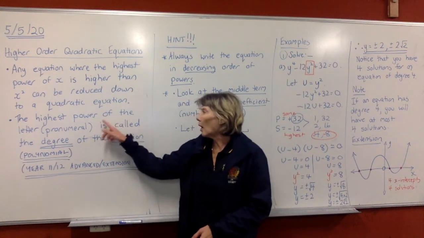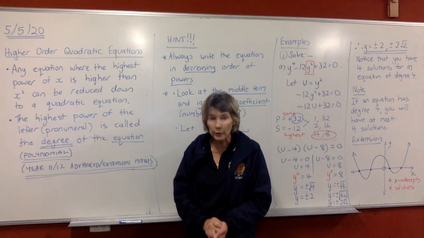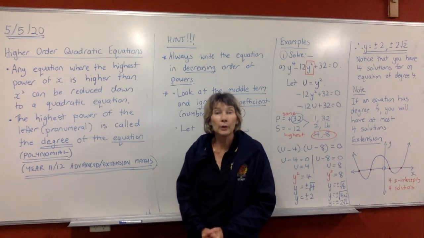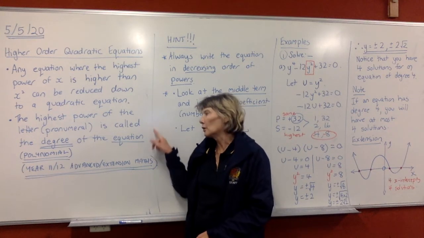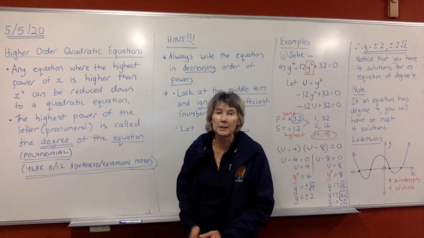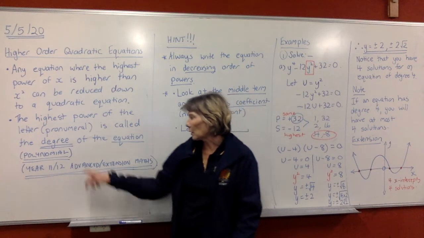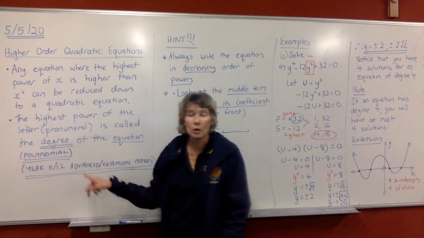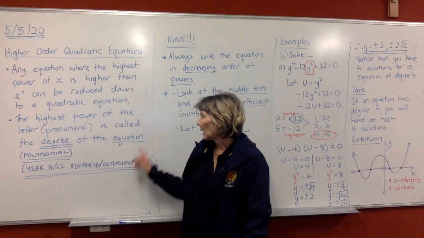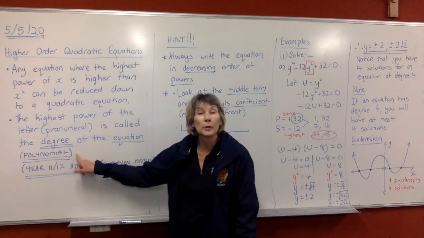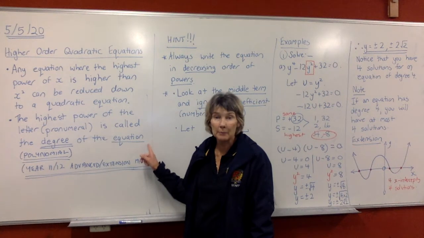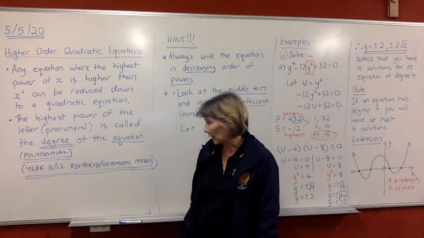So, the highest power of the letter, or the pronumeral, is called the degree of the equation, or the degree of the polynomial. You don't need to know this. This is an extension. I'm just teaching you these terms because you will be seeing them in year 11 and 12. In extension 1, you will be doing a whole topic called polynomials, and you will be using the word degree when you do that. We're not going to refer to it as a polynomial here because we don't really do them, but we will be calling it a degree sometimes when we refer to the degree of the equation.